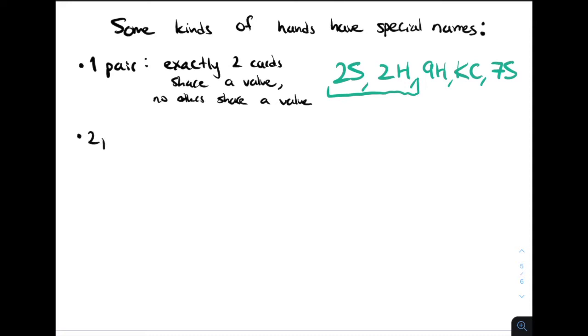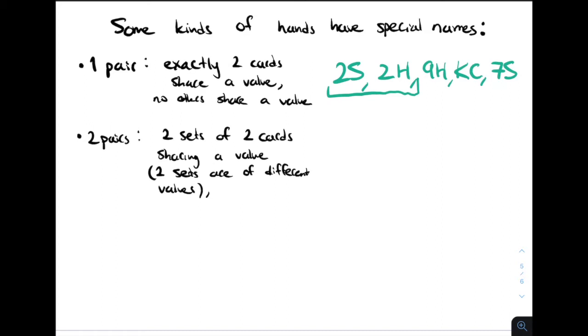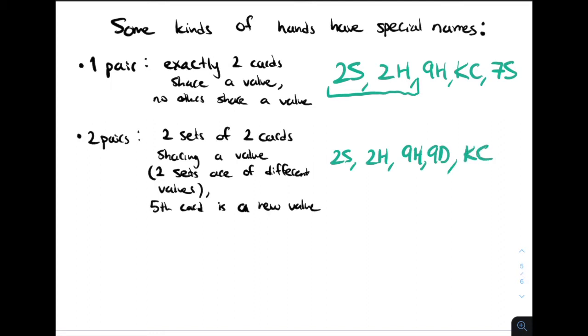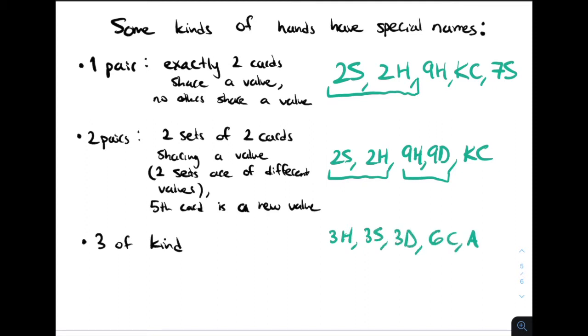Or we could have 2 pairs, in which we have 2 sets of 2 cards sharing value, where these 2 sets are of different values, and the 5th card is a new value. As an example, we have 2 of spades, 2 of hearts, 9 of hearts, 9 of diamonds, and king of clubs. We have our 2 pairs. We could also have 3 of a kind, an example of which is 3 of hearts, 3 of spades, 3 of diamonds, 6 of clubs, and ace of diamonds.